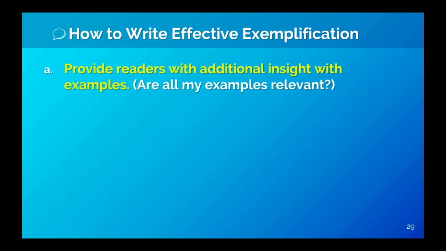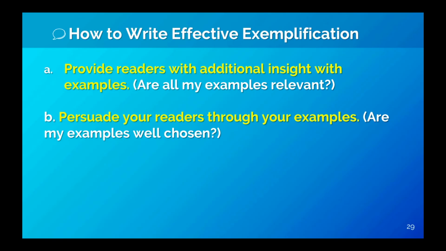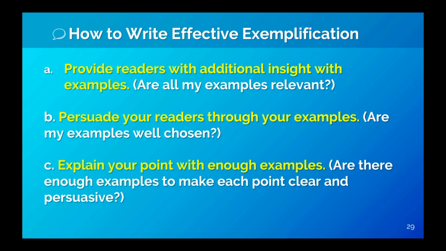So how do we write effective exemplification? First, provide the readers with additional insight with examples. Are all my examples relevant? Of course, you have to make sure that your examples are important and connected to the topic. Then, persuade your readers through your examples. Are my examples well chosen? Of course, you have to make sure of that. And then, explain your point with enough examples. Are there enough examples to make each point clear and persuasive? Because the more examples you give, the more your arguments become persuasive or believable for your readers.